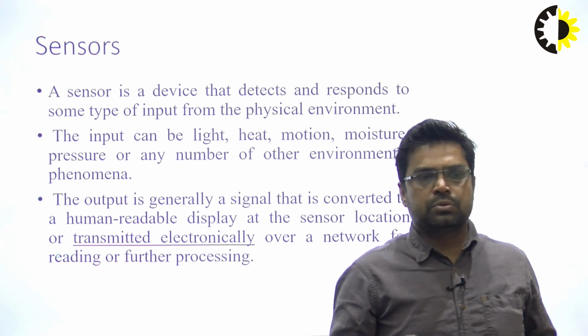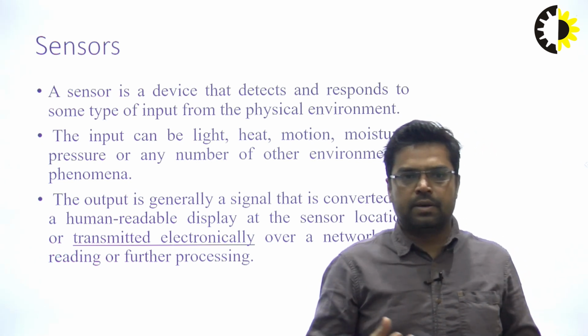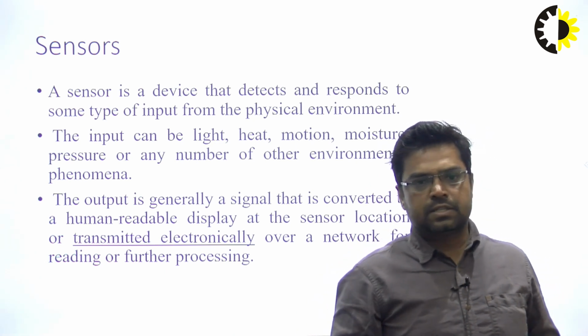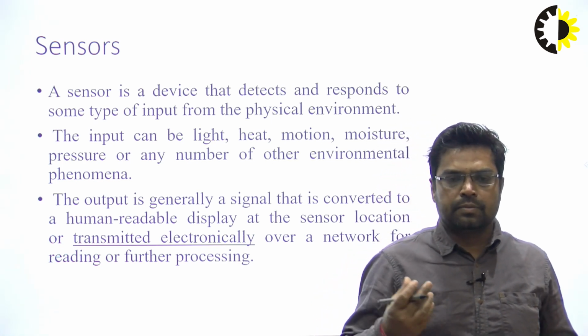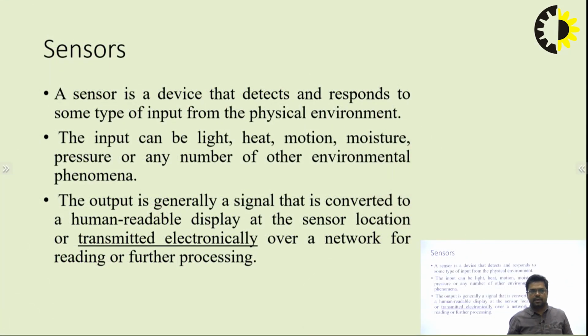First of all, I will brief you about sensors and discuss in general terms what a sensor is. A sensor is a device which senses the physical environment. The physical environment may be anything like light, heat, motion, moisture, pressure, humidity. So there are different atmospheric phenomena, and these different conditions can be sensed directly with the help of different kinds of sensors.